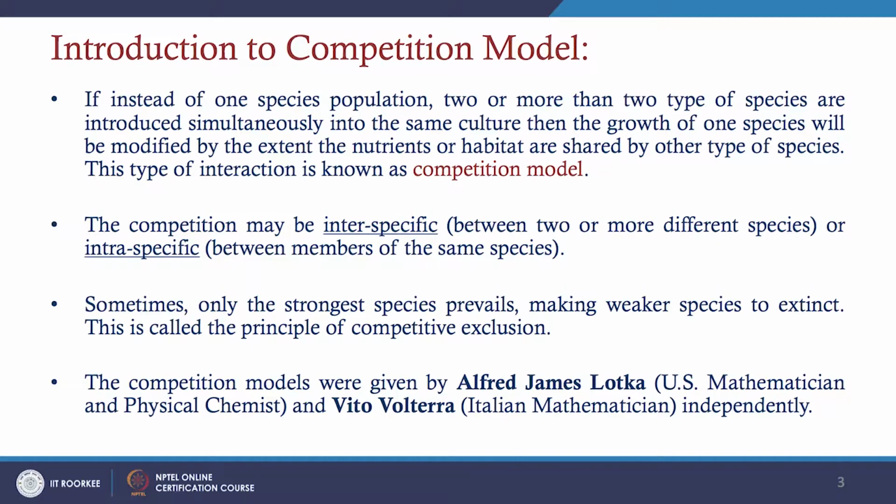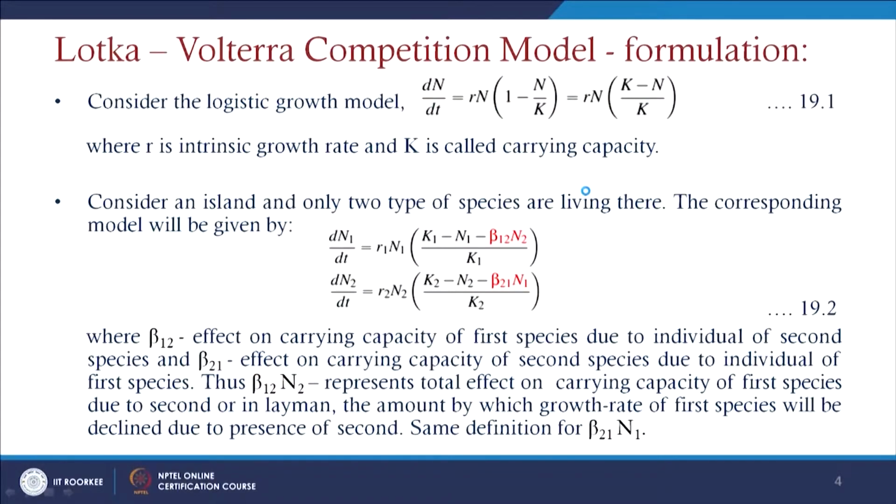Sometimes only the strongest species prevails, making the weaker species decline, and this is called the principle of competitive exclusion. Since if somebody is stronger, they can get the food, and the weaker cannot survive in that situation. The competition models were first given by Alfred James Lotka, a USA mathematician and physical chemist, and Volterra, who is an Italian mathematician. Independently they gave their model, and we will go for this Lotka Volterra competition model.